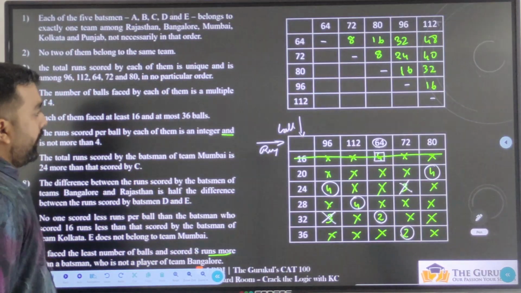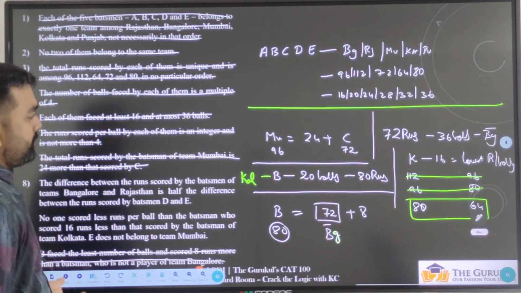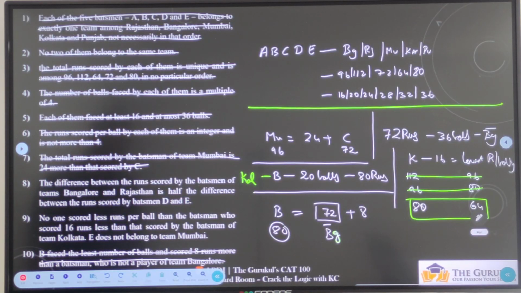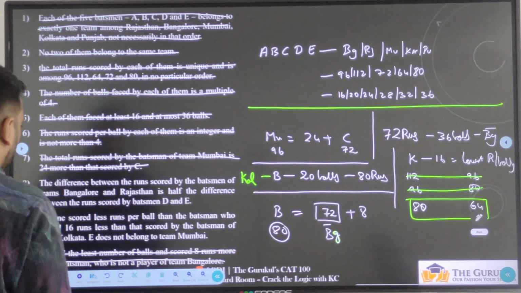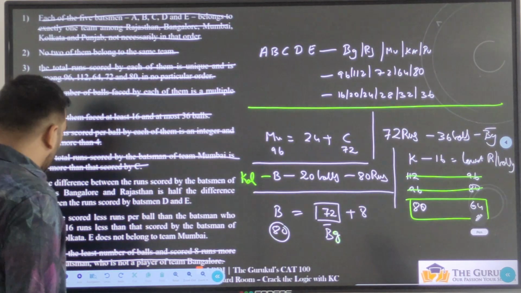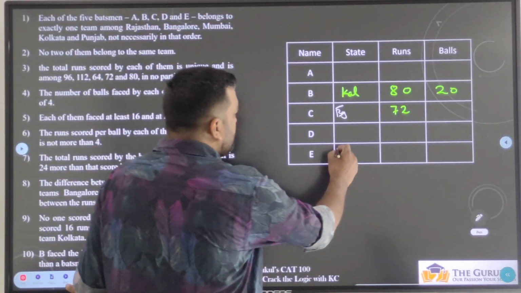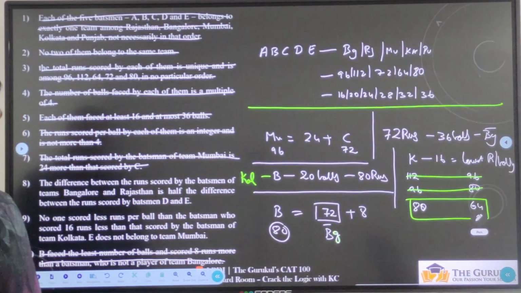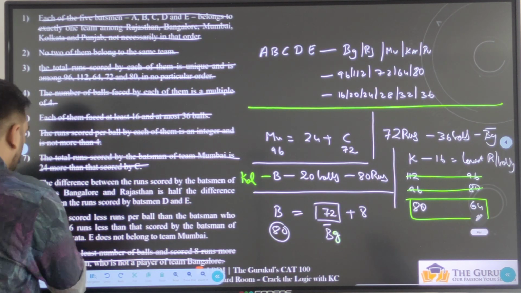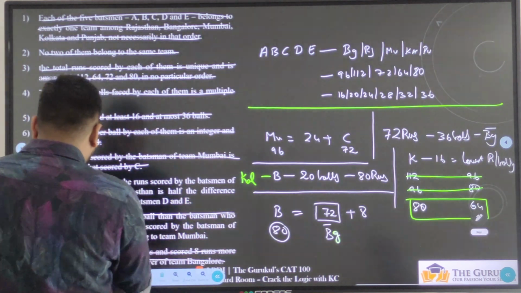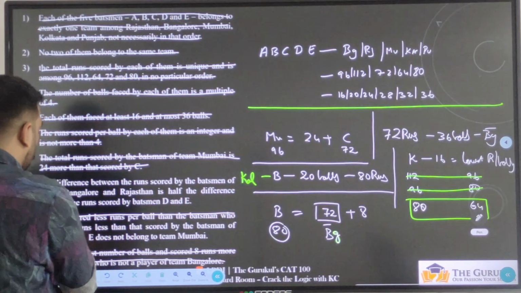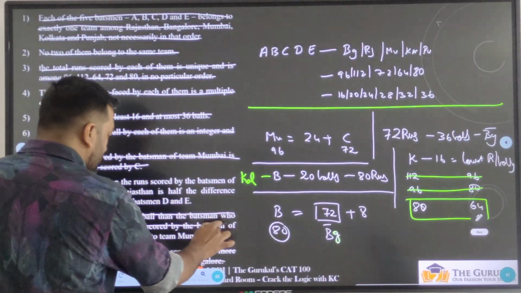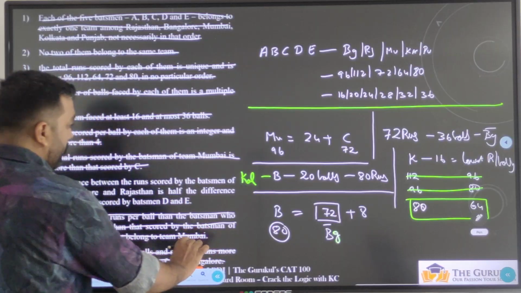Okay. And the remaining ones, we don't know any information. C got 72 runs, still there we know. Okay. So this E does not belong to Mumbai. Wherever E is there, E is not belonging to Mumbai. Anything else from this 9th statement? Perfect. This statement we used. No one scored less than the batsman who scored the lowest, 64 possible, and E does not belong to Mumbai.